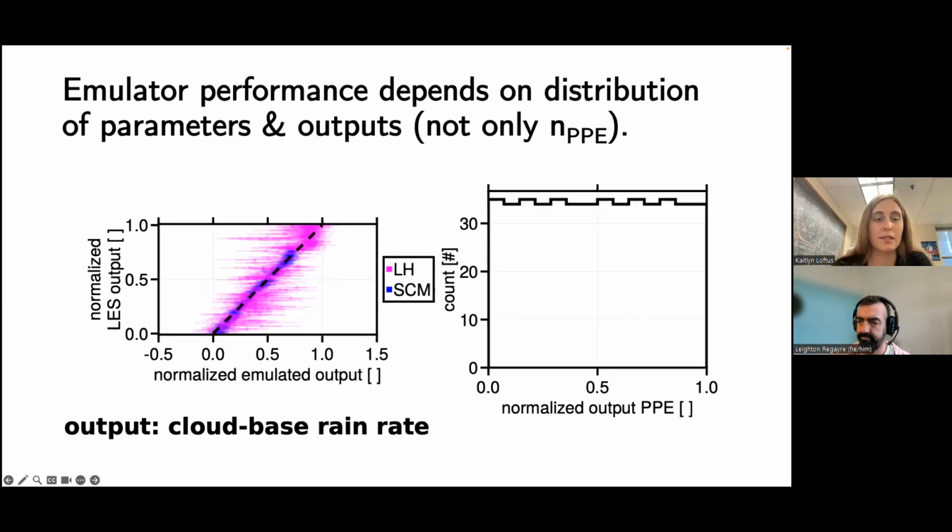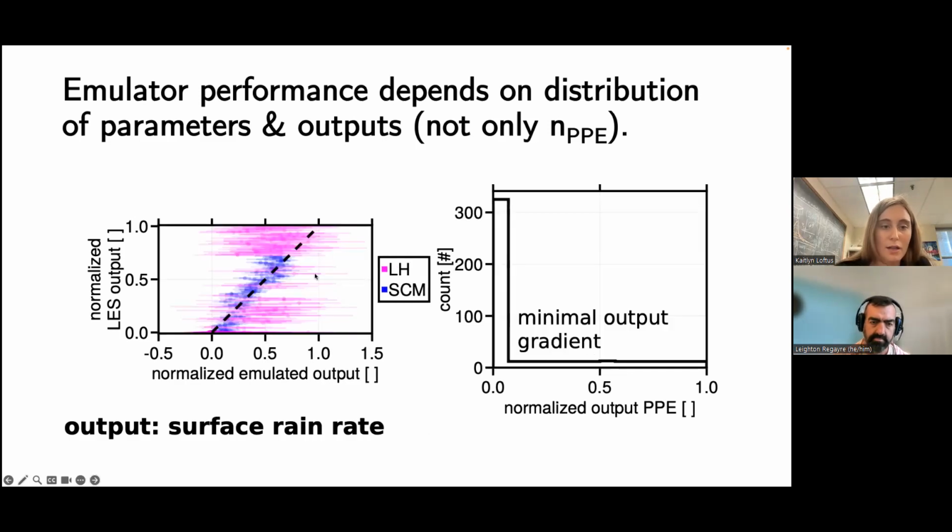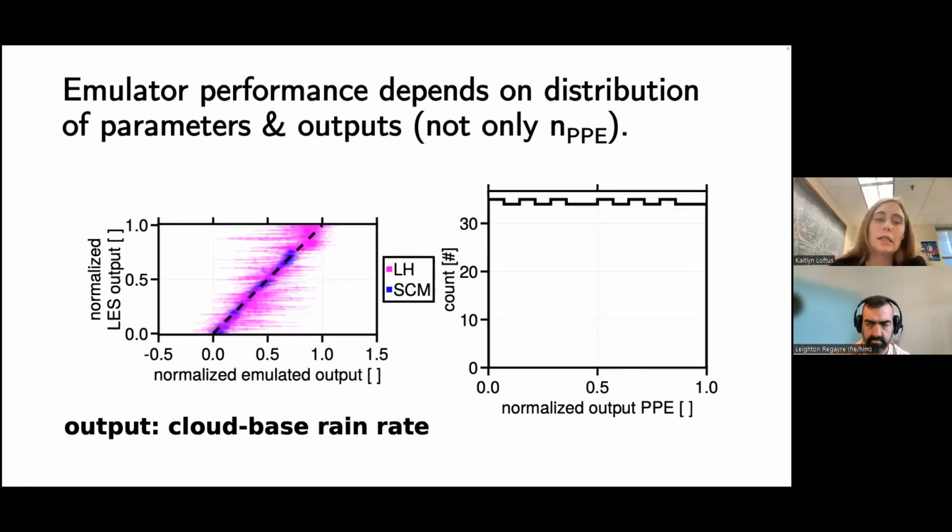To contrast that, here we can see the cloud-based rain rate, where the histogram of outputs is basically pretty uniform. And if we compare the performance against this one-to-one line, we can see that we're doing a lot better job.